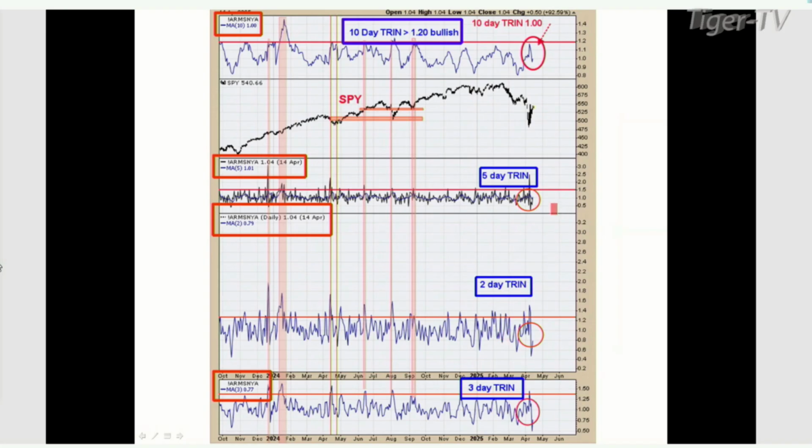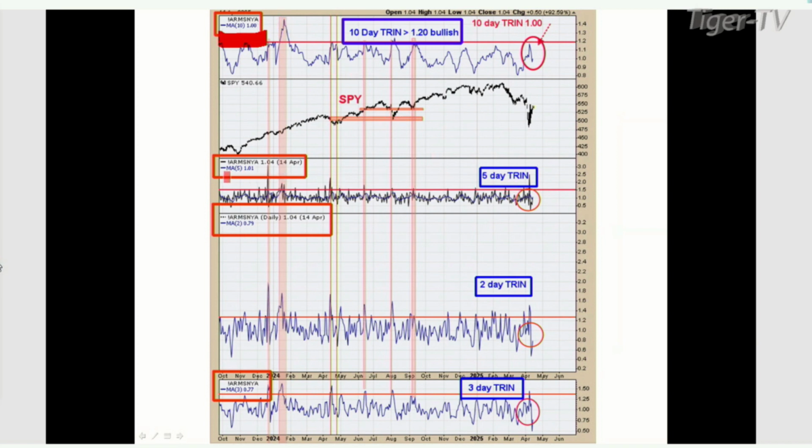Look at the smaller trend. This 10-day trend on top here is at 1. It needs up to around 1.2. So that's not in bullish configuration yet. Anything around 1.2 and higher suggests panic in the market. Panic only comes at bottom. We actually are at 1 right now, and that's neutral.